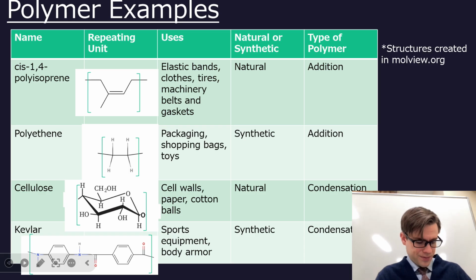Then Kevlar, kind of a strange structure here, nitrogen, oxygen, and benzene rings. So for sports equipment, body armor, it's quite a strong structure, I think, but it is synthetic, not found in nature, was made by humans, and it is also made through condensation polymerization, I think through amide bonds, this sort of N-C double bond O linking. Okay, so just some examples of natural and synthetic versus addition and condensation.